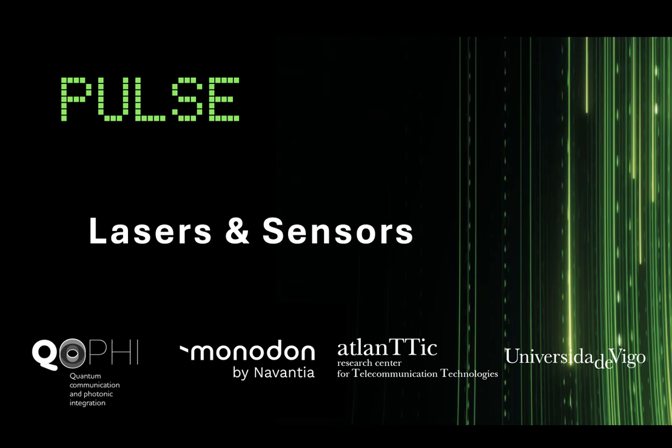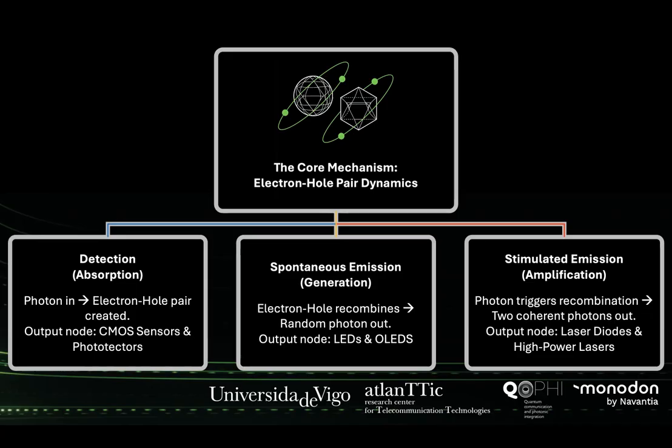So let's begin. At the heart of both lasers and sensors lies a single physical process. The interaction between light and electrons inside a semiconductor material. Everything begins with something called an electron-hole pair. When a photon, which is simply a particle of light, strikes a semiconductor, it can transfer its energy to an electron. That electron absorbs energy and jumps into a higher energy state, leaving behind an empty position called a hole. This simple event can lead to three completely different outcomes.